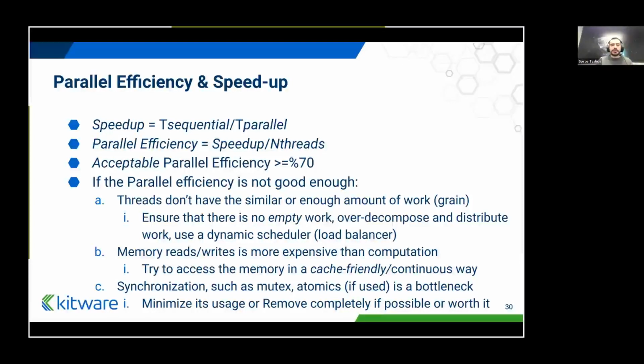Also, another thing that is really important is memory writes and reads. That could be one of the reasons your parallel efficiency is not right, because you're trying to access memory in a non-cache-friendly way. And when I say cache friendly, I mean a contiguous way, not jumping from one ID to another ID back and forth all the time. You want to optimize to not invalidate your cache more than needed. Another reason you might not have perfect parallel performance is if you're using some kind of mutex or atomics. You should try to minimize the use of them, or remove them completely if possible or worth it. When I say worth it, I mean perform actual analysis and see which one is the best.